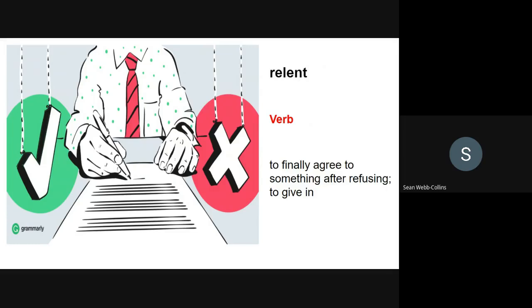And the adjective, relentless. For example, be relentless. Never give up. And the adverb, relentlessly. So once more, the word forms are the adverb relentlessly, the adjective relentless, and the verb relent.